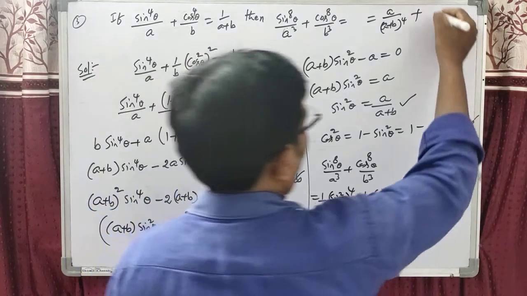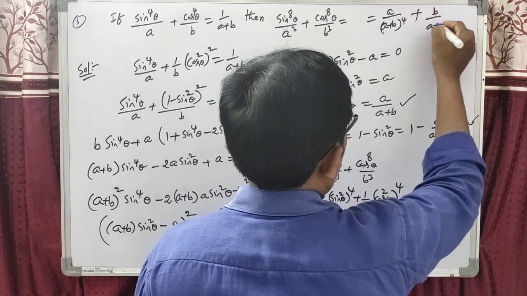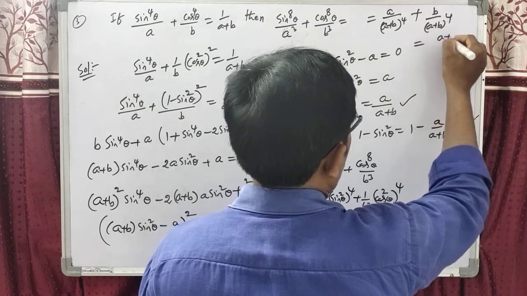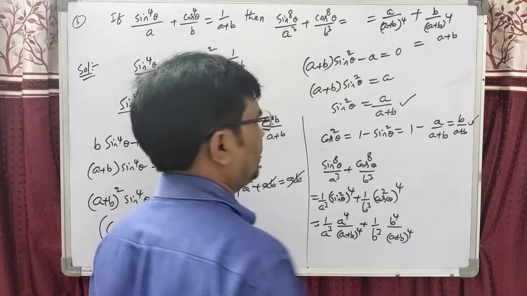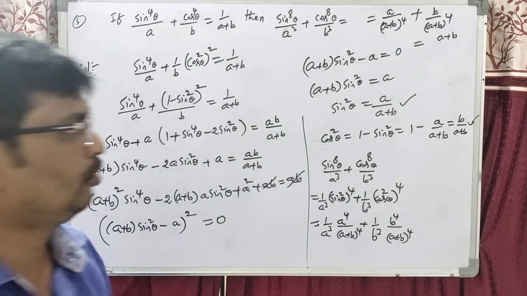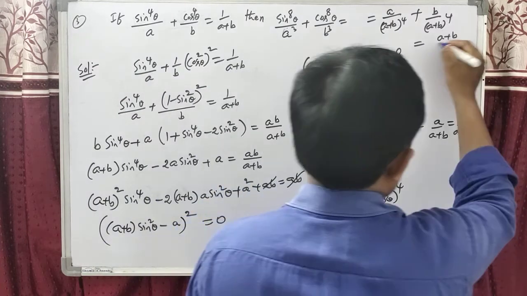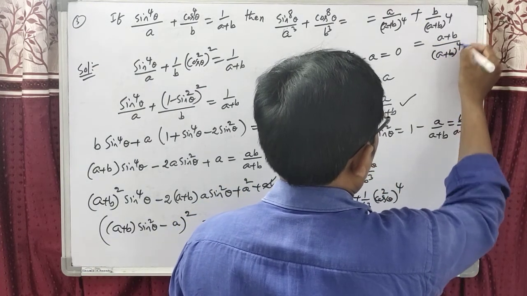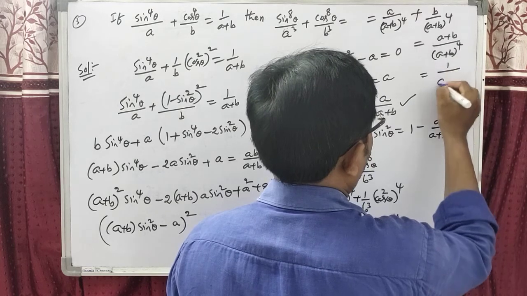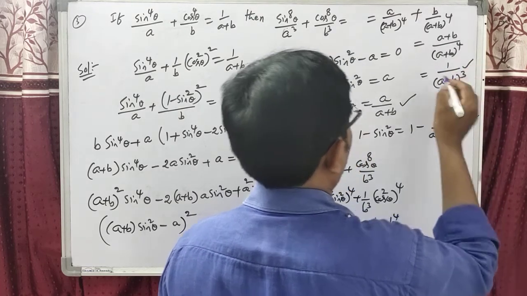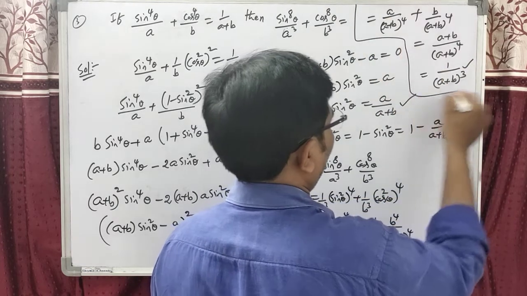Now, you can write b by (a plus b) whole power 4. Students, the denominators are equal. We are taking the LCM, which is (a plus b) whole power 4. Therefore, students, we can write (a plus b) whole power 4. Now this is, students, 1 upon (a plus b) whole cube. This is our required solution.